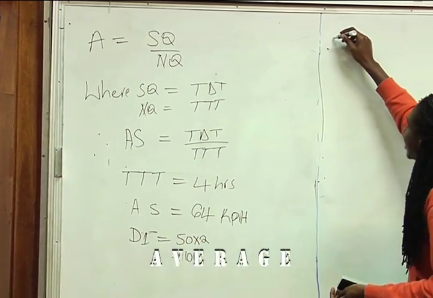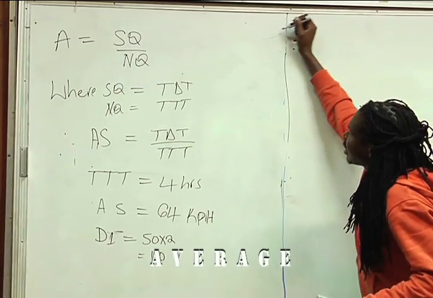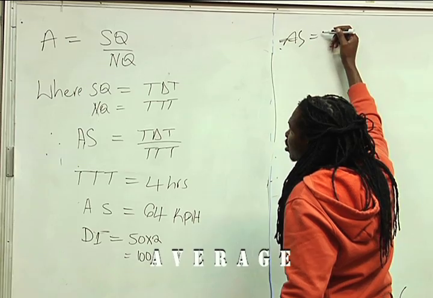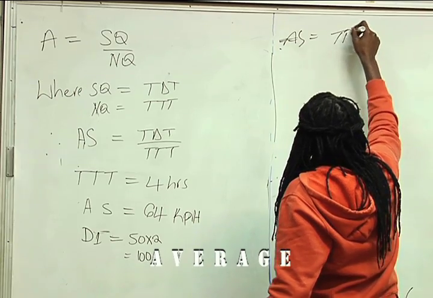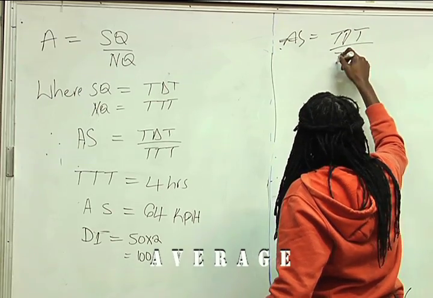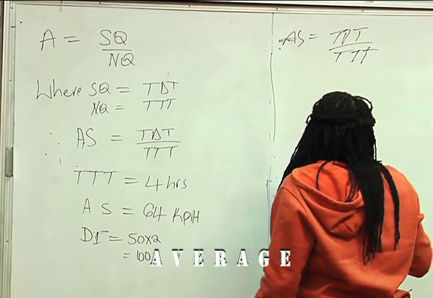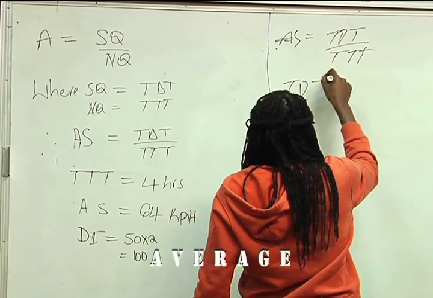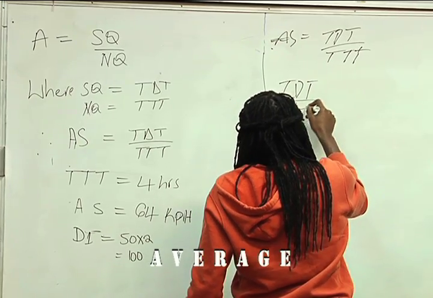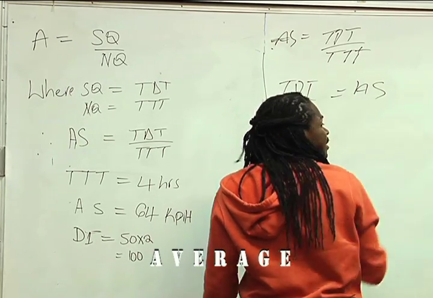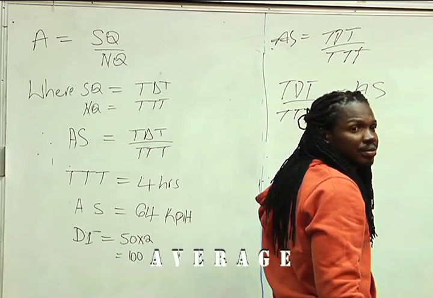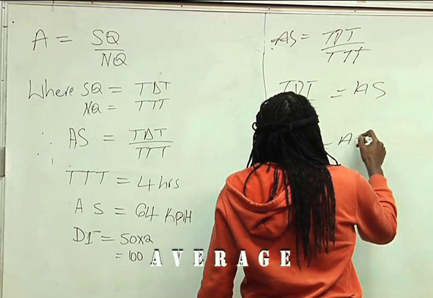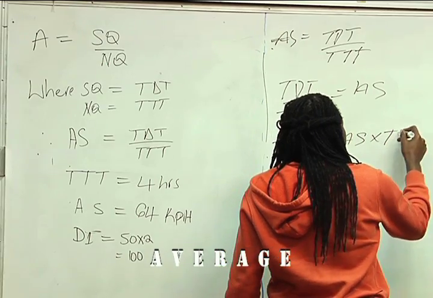So, if AS equals TDT over TTT, then it means that TDT over TTT equals AS. Now say it again. Then it means that TDT equals AS times TTT.